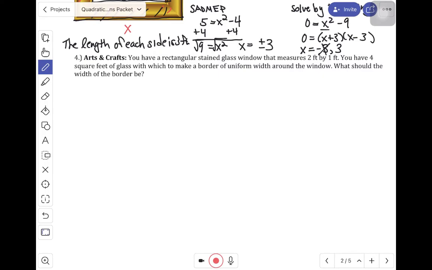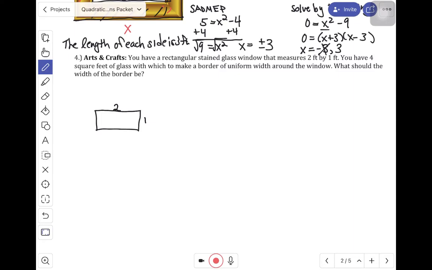So I always like to start my geometry problems with a diagram. So let's go ahead and do that. We're going to make a stained glass window. And this window is 2 feet by 1 foot. You are asked to make a border around this particular glass window, but that border should be the same width all the way around.